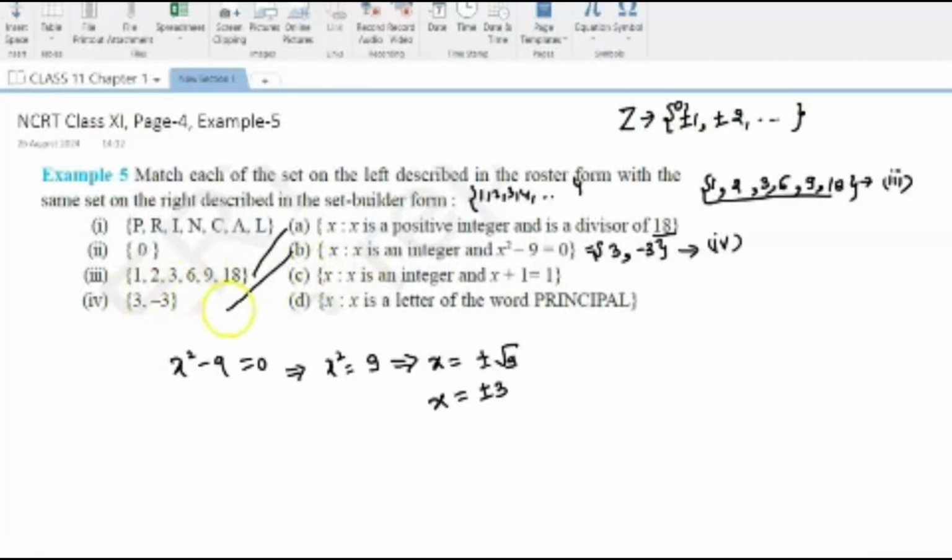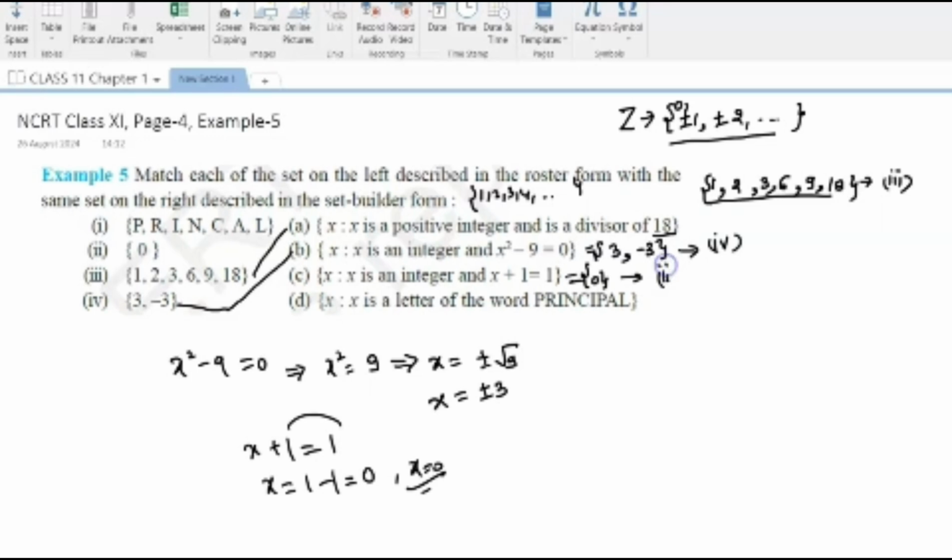Now, x such that x is an integer and x plus 1 is equal to 1. So again, x should be from this set, and on solving x plus 1 is equal to 1, we'll take the 1 over to this side. So x would be 1 minus 1, or 0. So x is 0. This is the only solution. So this set is x is equal to 0, which is your second answer.